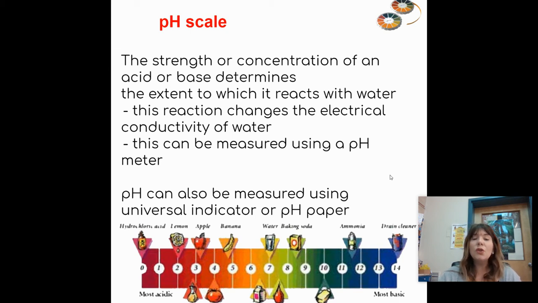So what we can do is if it's a stronger acid, you will get a better reaction for the electrical current. You can measure that current using something called a pH meter. In Science 9, we don't use those. Instead, we use something called universal indicators or pH paper. Essentially, what you do is you take a little strip of paper, much like the litmus paper, you dip it in your unknown substance, and then you look and you measure it along a scale to see what it looks like. I have a video later that will go through and show you what that looks like.